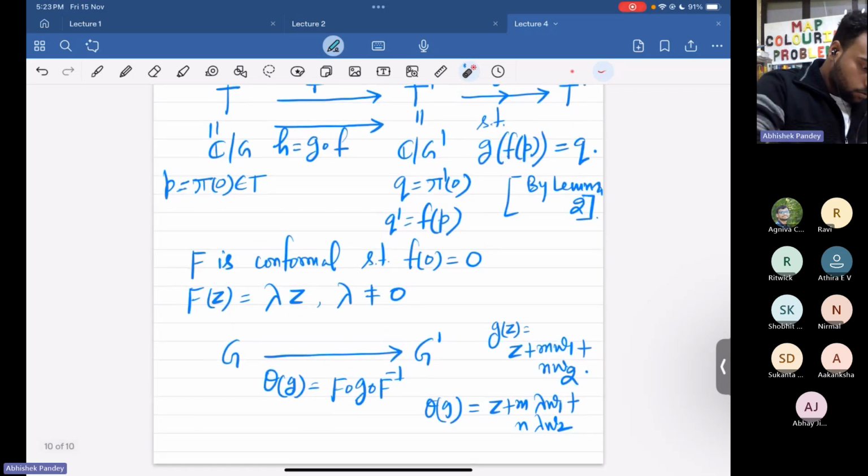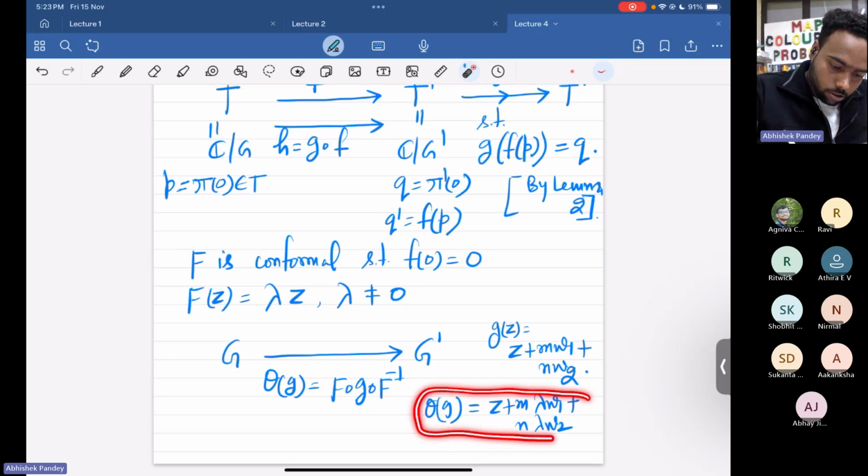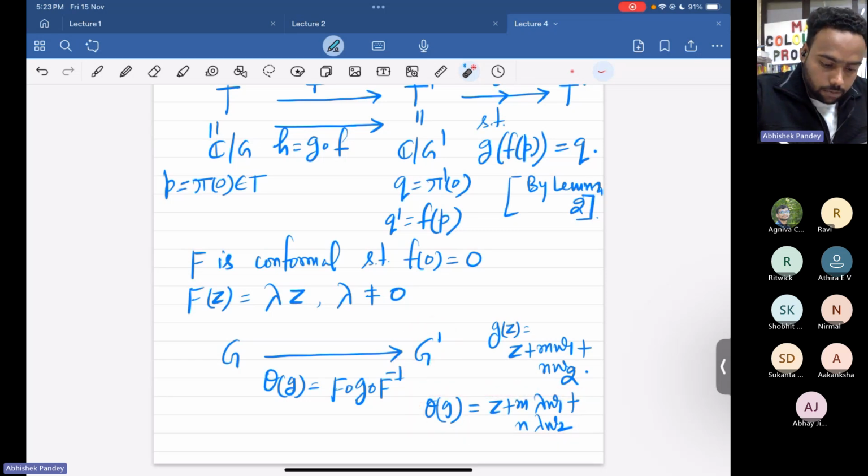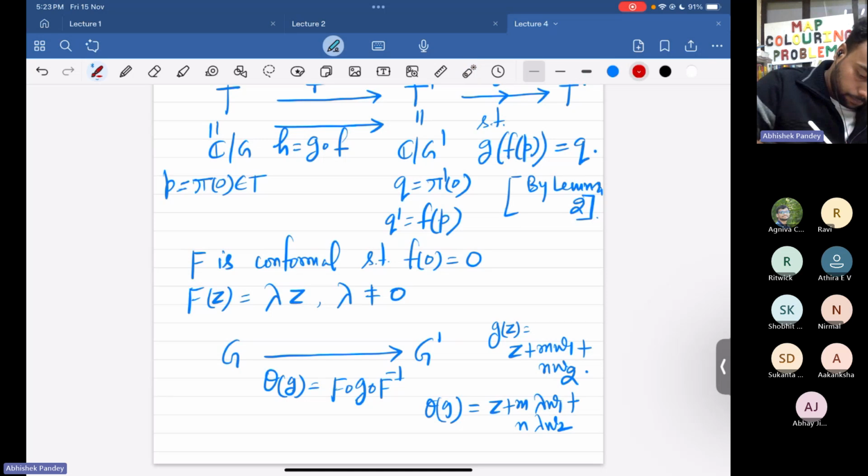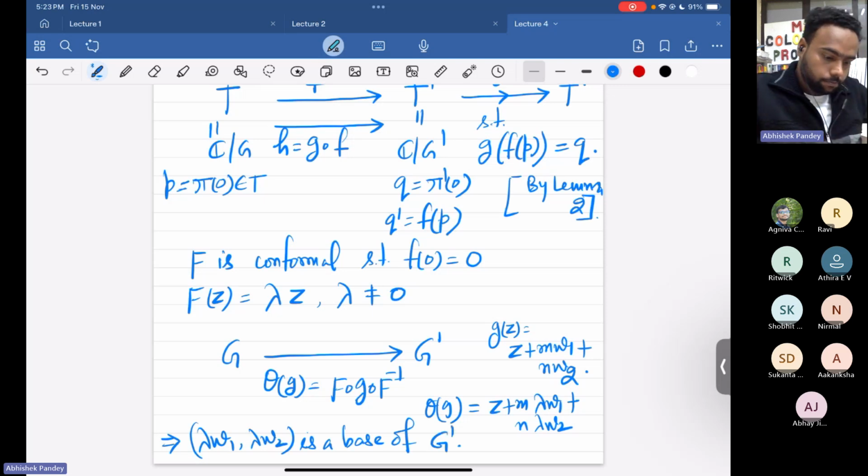So now here I guess everything is clear. Now this thing belongs to this g dash. What does it mean? This lambda w1 and lambda w2 is a base of G prime. So this implies that lambda w1 and lambda w2 is a base of Z prime. Okay.